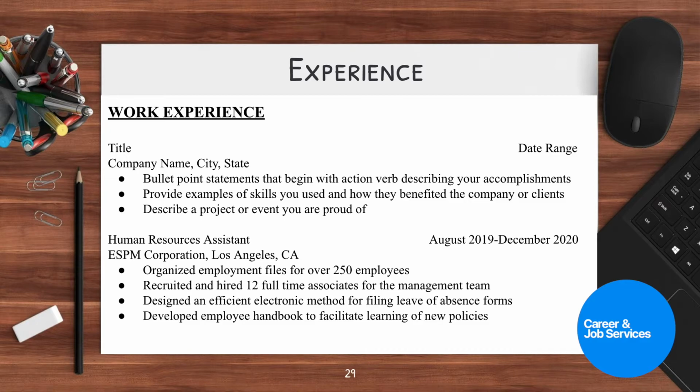For example, the student wrote, organized employment files for over 250 employees, recruited and hired 12 full-time associates for the management team. These bullets are action-oriented. They are quantifiable, they indicate the number of people they worked with, and the number of employees they hired. These bullets showcase the skills gained in the internship.